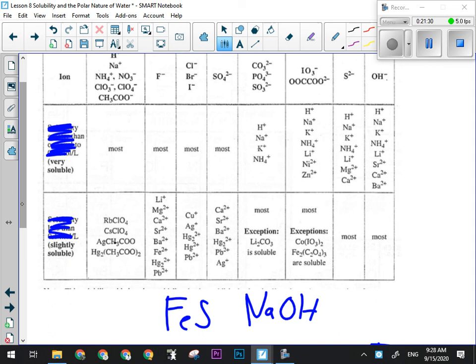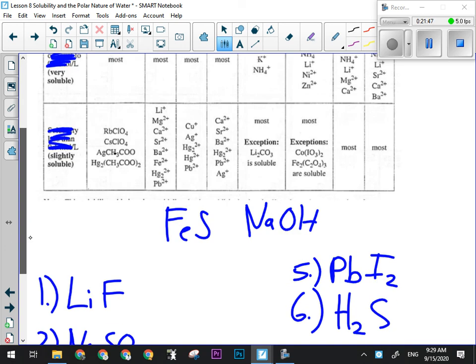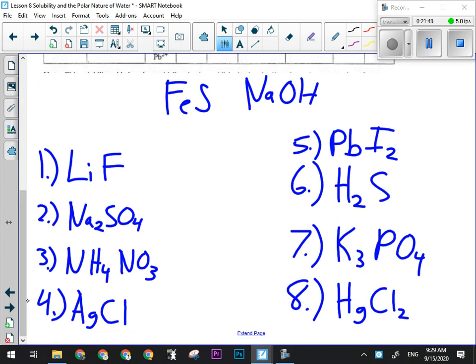Okay, and then sodium hydroxide. So if I find hydroxide, it's right here. It says, oh, there it is. It's in the first row, so this stuff is soluble. Okay. If the metal it's with is in the first row, it's soluble. If the metal it's with is in the second row, it's not soluble. Okay, I want you to try those 8 right there. Just write soluble or not soluble.